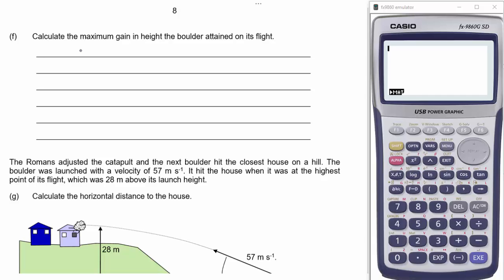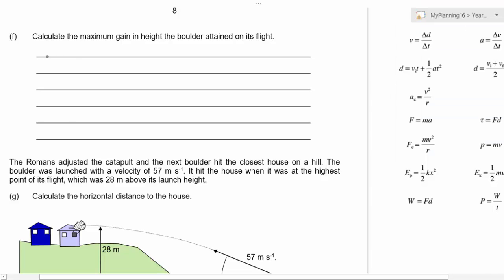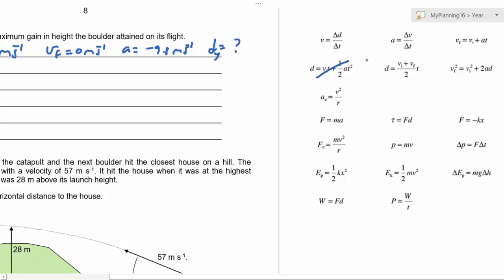F, calculate the maximum height the boulder obtains. Well, in the previous question, I know that Viy is 21 meters per second. I know that Vf, the speed at the top, is going to be 0 because it stops. I know acceleration is going to be minus 9.8 meters per second squared because it's in the opposite direction to the motion, and I'm looking for dy. So I don't have t, so I'm looking for an equation that doesn't have t in it. This one's got t in it, this one's got t in it, this one here doesn't.